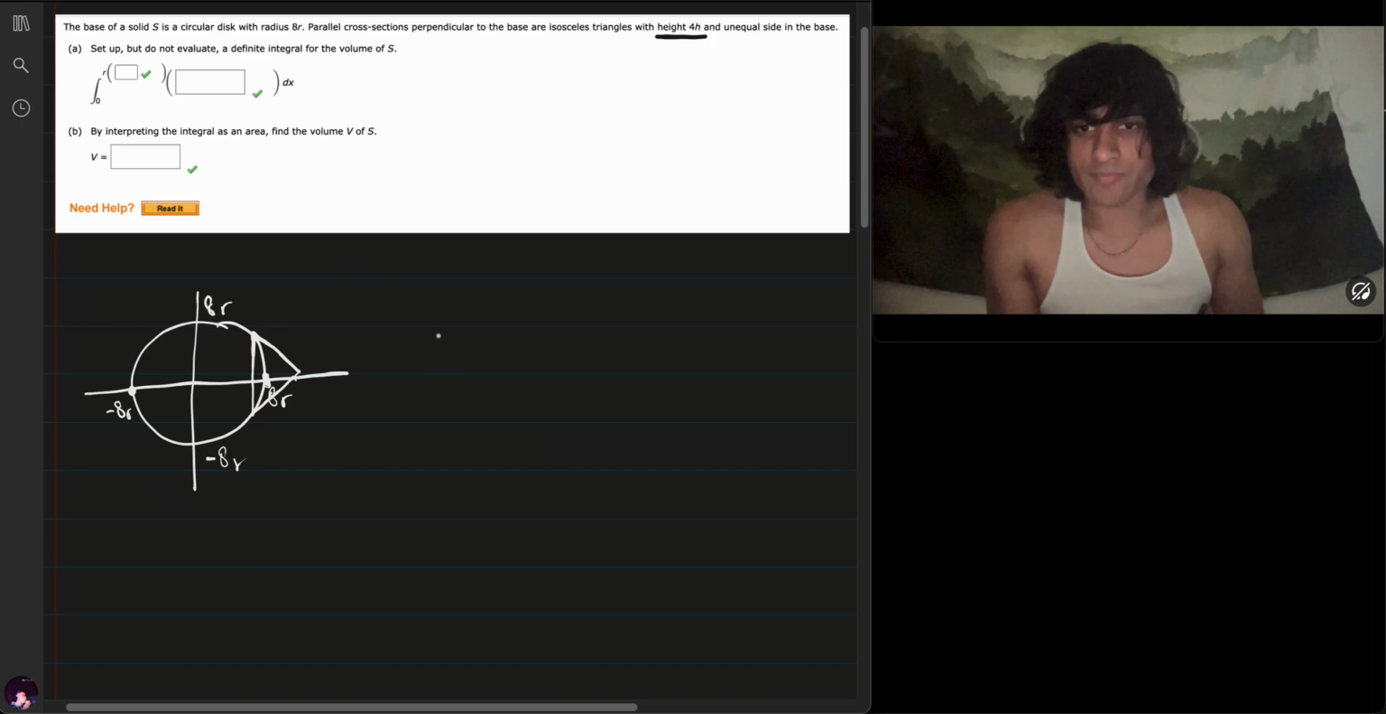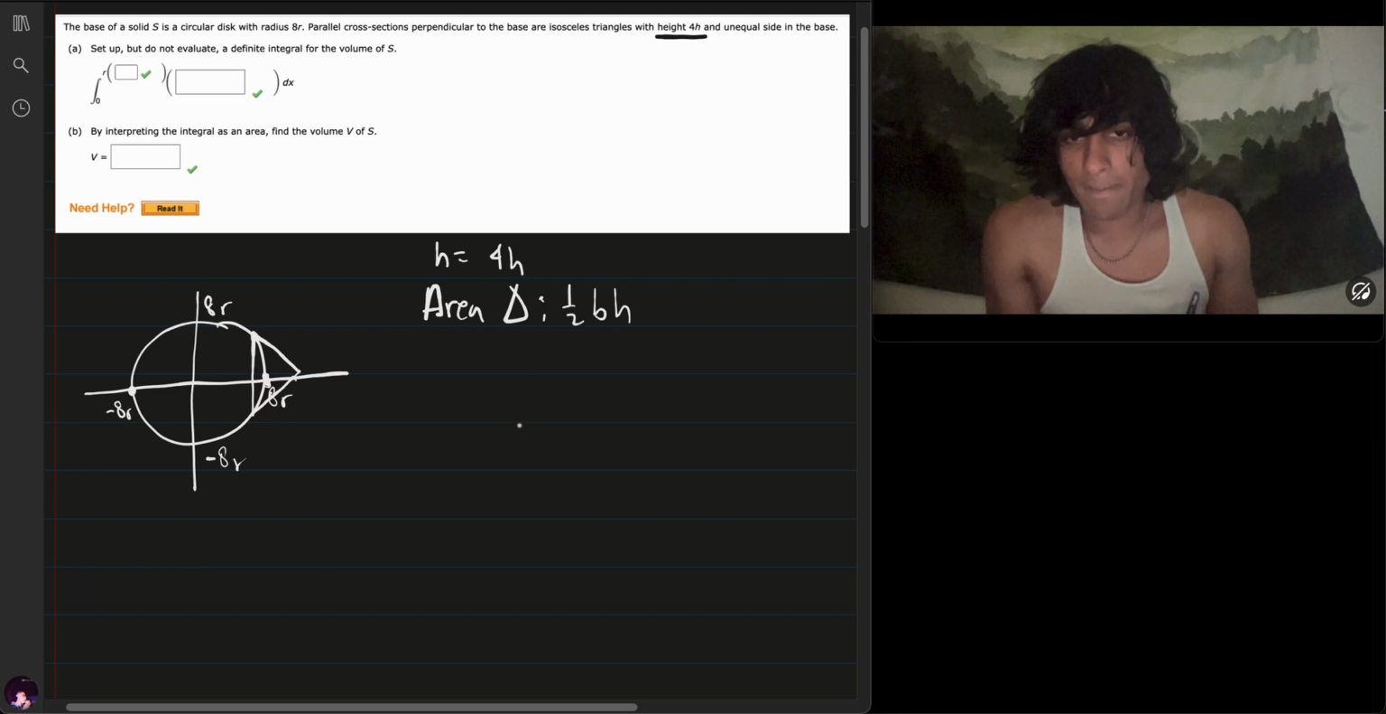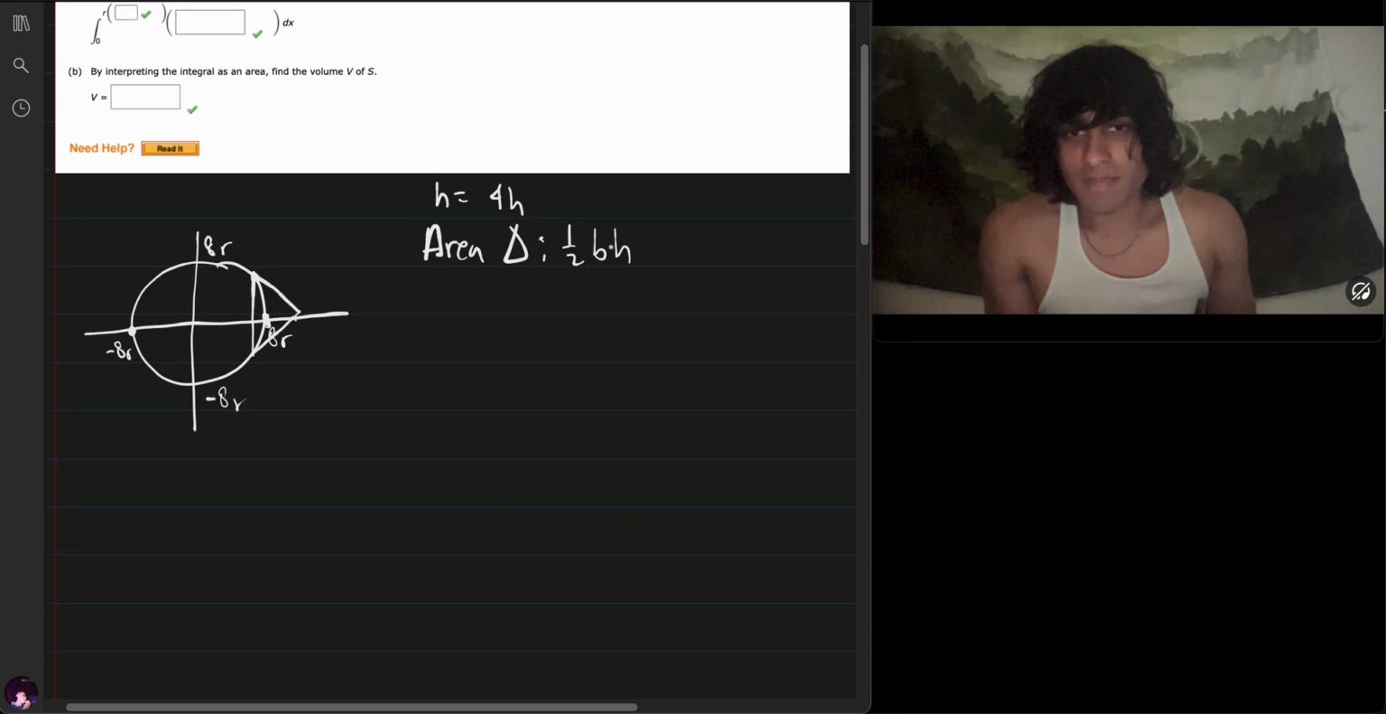So, first of all, let's find out what we need to know. We need to know what the area of a triangle is, right? So, if we remember from middle school, the area of a triangle is 1/2 base times height. We are already given the height. The height is equal to 4h, right? So you might be wondering, what is the base?